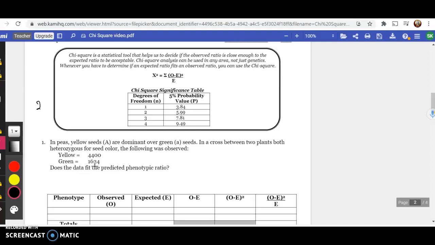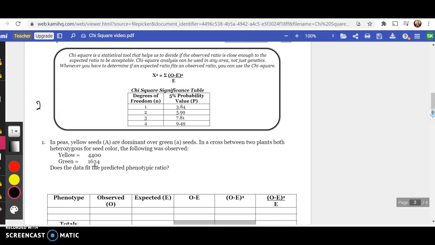So you should have two values. One is the expected value and the other is the observed value. In the case of genetics, we are looking for the expected value from Mendelian genetics. I'm going to go over more detail about that.